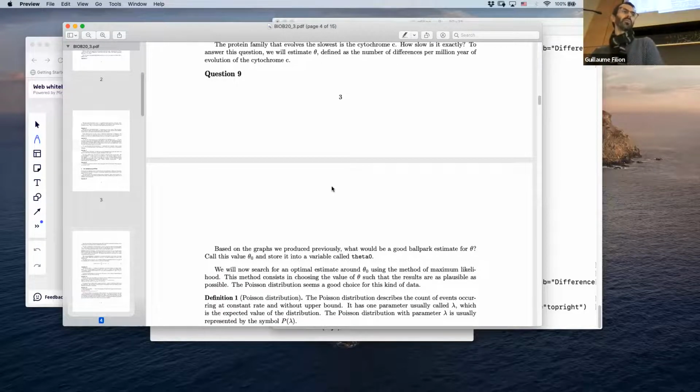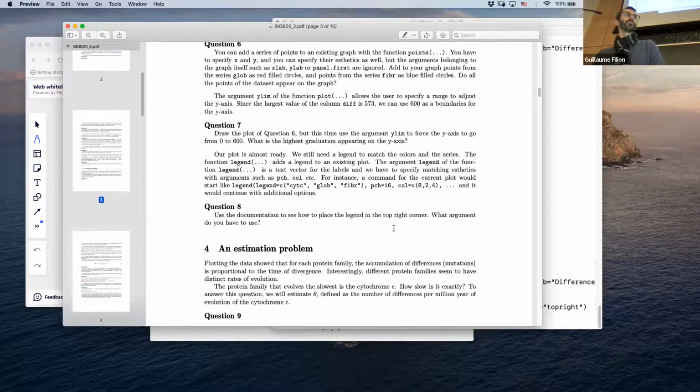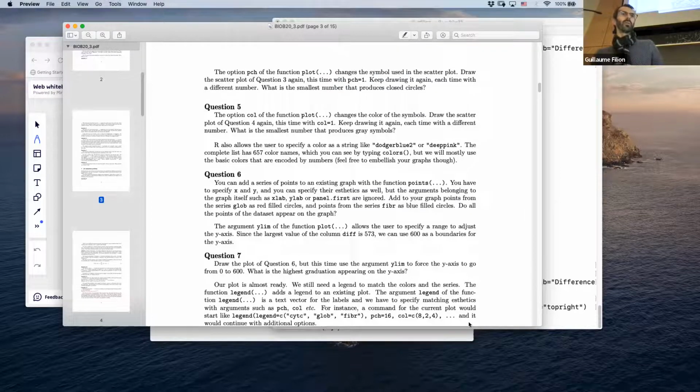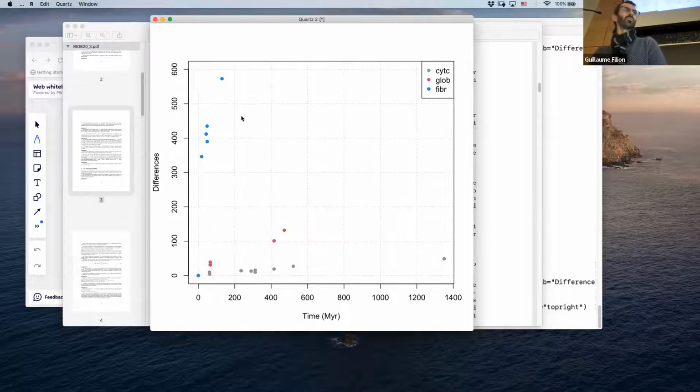Question 9, based on the graphs we produced previously, what would be a good ballpark estimate for theta? Call this value theta 0 and store it into a variable called theta 0. Okay, so we go back to our beautiful graph, and I would not hesitate to call it beautiful. So what could be an estimate for theta based on this data here?